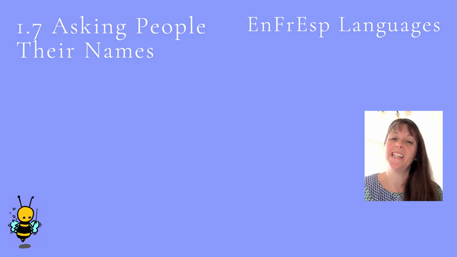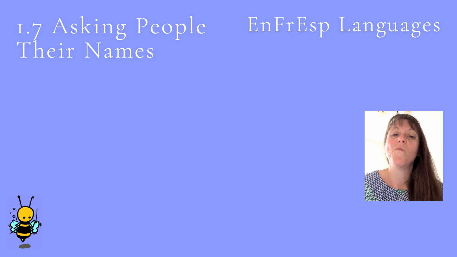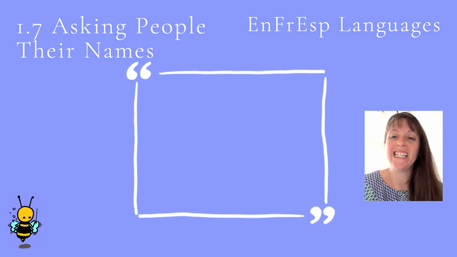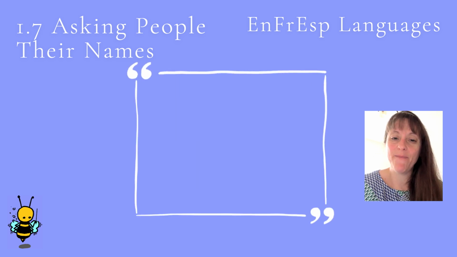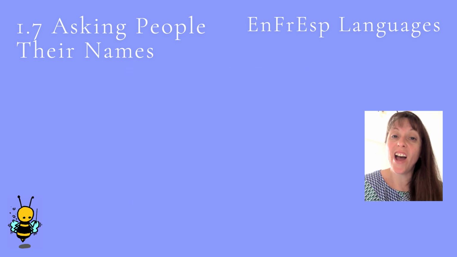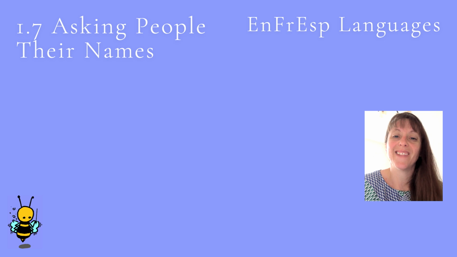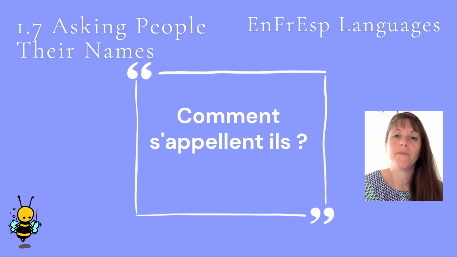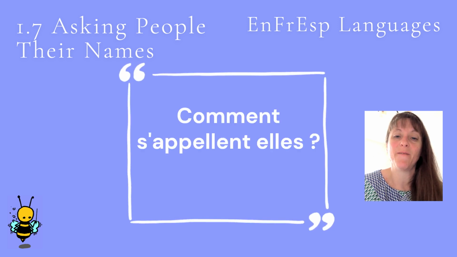Okay, let's go through these questions again. What is your name? Informal and single is. Comment t'appelles-tu? What is your name? Formal or plural is. Comment vous appelez-vous? What is his name is. Comment s'appelle-t-il? And what is her name is. Comment s'appelle-t-elle? What are their names? Speaking about males or a mixed group is. Comment s'appelle-t-il? And what are their names? Speaking about females is. Comment s'appelle-t-elle?